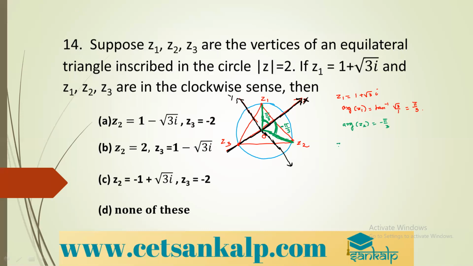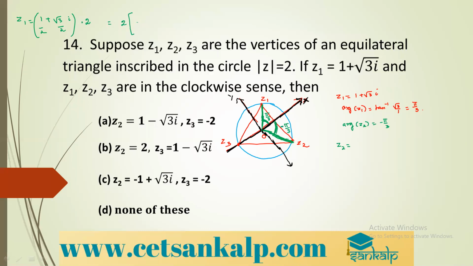So I can write Z2 depending on Z1. How to write Z1? For that I have to decide. I will write here because I don't have space. Z1 is 1 plus root 3i. So I will divide by 2 everywhere and multiply by 2. Why did I multiply and divide by 2?